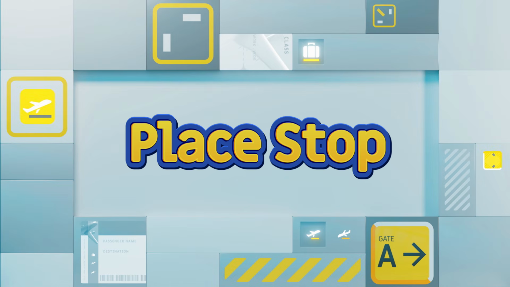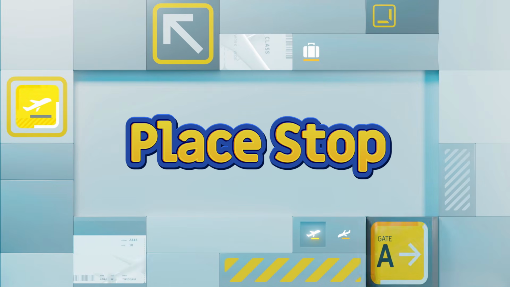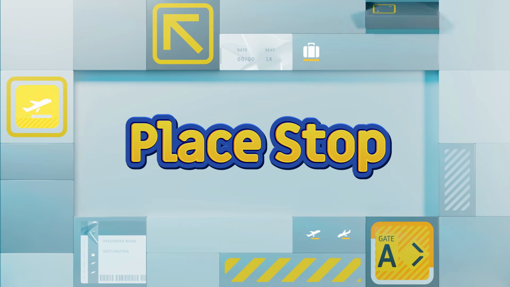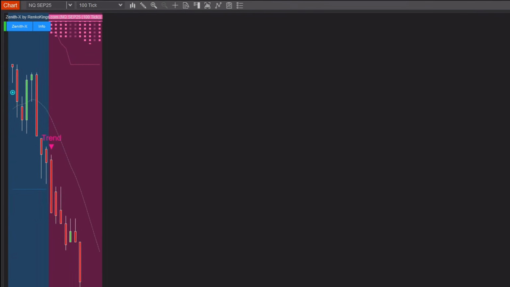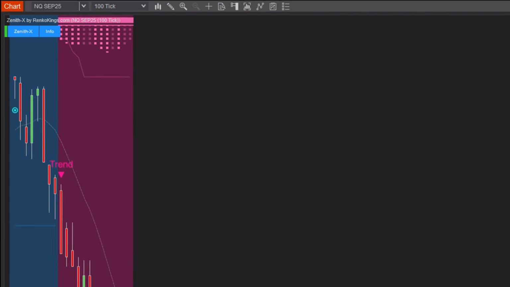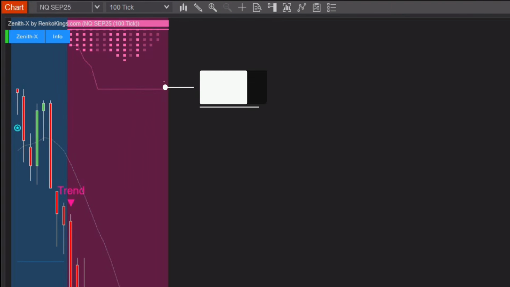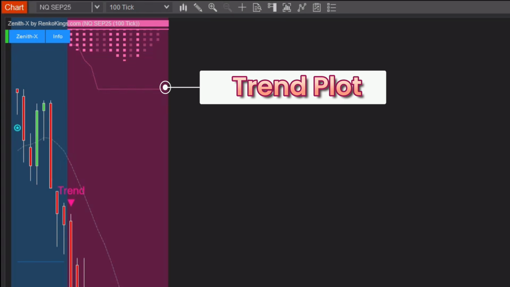Next, we'll move on to the system's trade management capabilities. As mentioned at the beginning of the video, Trend Plot is designed to show you where to place your stop each time you enter a trade. That's why it extends throughout the entire trend, so you can identify your stop level no matter when you enter.